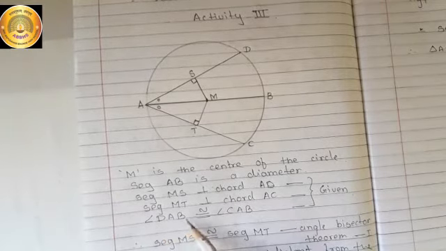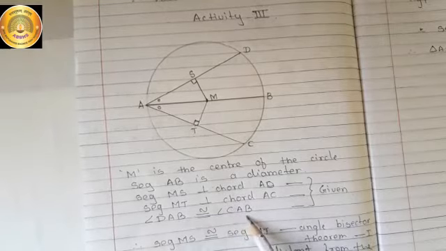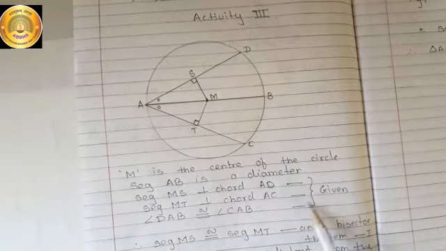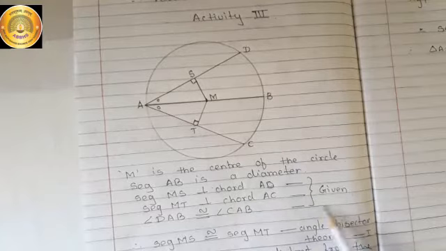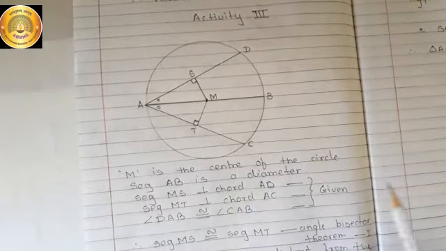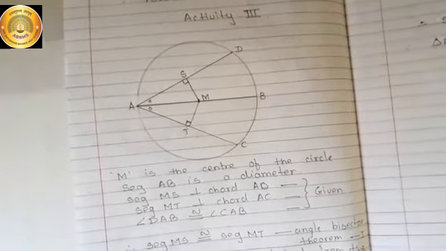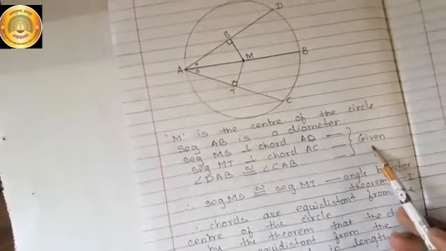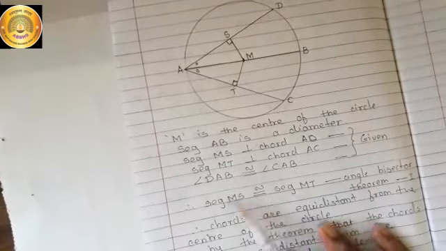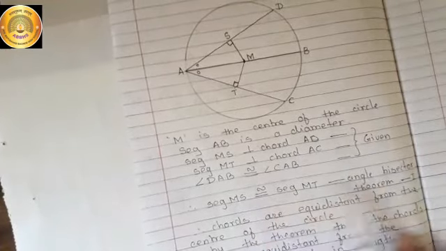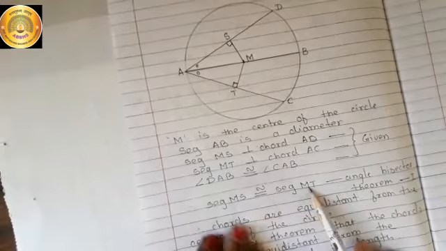Angle DAB is congruent to angle CAB. All three pieces of information are given. So we'll write the reason: given. See that in this activity or in the theorem, you have to write a reason for each and every step. So all three reasons are given in the sum. So we will write that. Now see why MS is congruent to MT, I have written.